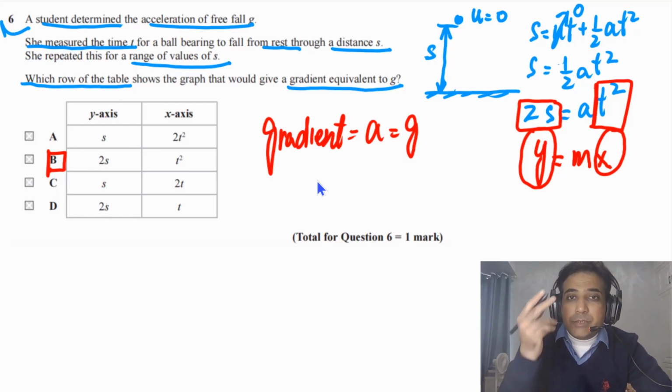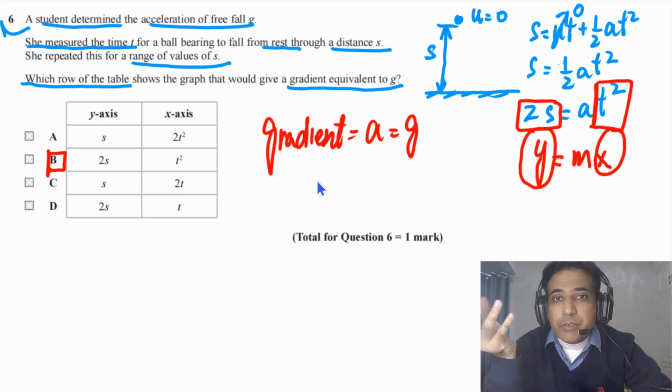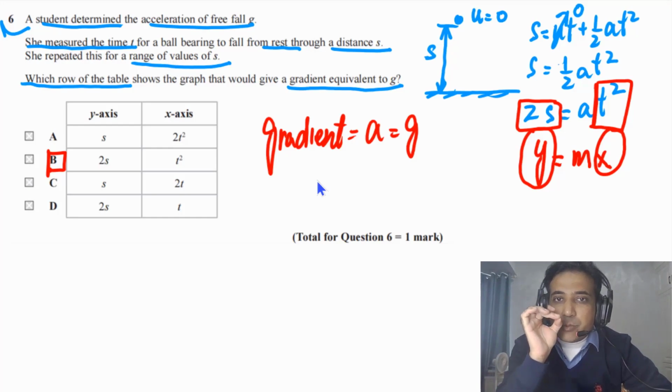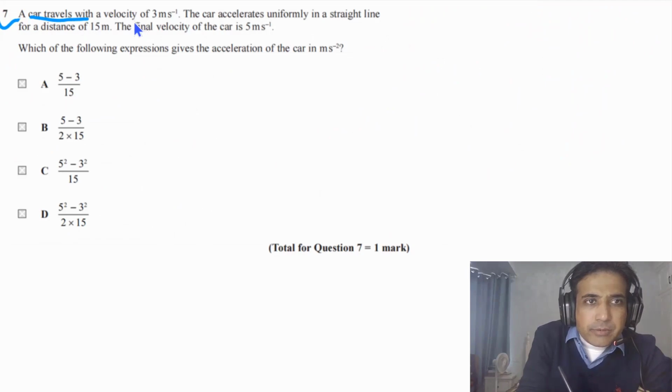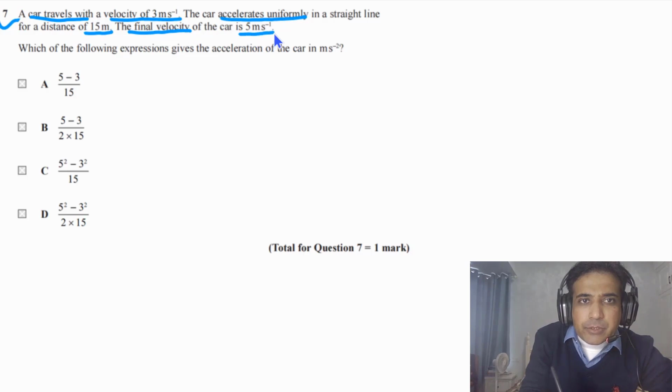Pretty straightforward question. If you have done this experiment, you can simply look at the given options and find the answer. Question 7 says a car travels with a velocity of 3 meters per second. The car accelerates uniformly in a straight line for a distance of 15 meters. The final velocity of the car is 5 meters per second. Which of the following expressions gives the acceleration of the car in meters per second per second?